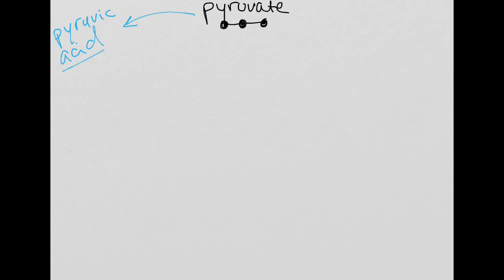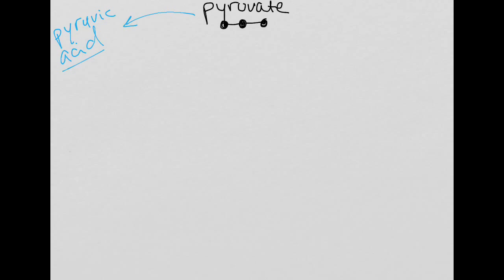Before the cycle actually starts, there's a little step right beforehand. So I'm going to draw our pyruvate molecule, which is 3 carbons. And I think I forgot to mention in the first video that pyruvate is also sometimes called pyruvic acid. So you might see it as pyruvic acid. So we'll just talk about one pyruvate going through the cycle.